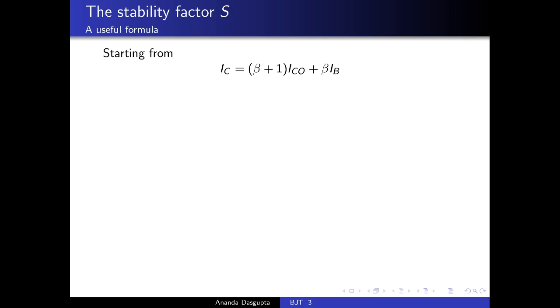So if you do that, of course you get 1 on the left hand side. On the right hand side what you get is beta plus 1 times del ICO by del IC at constant V gamma and beta, which is nothing but 1 by S, plus beta times the rate at which IB changes with IC.